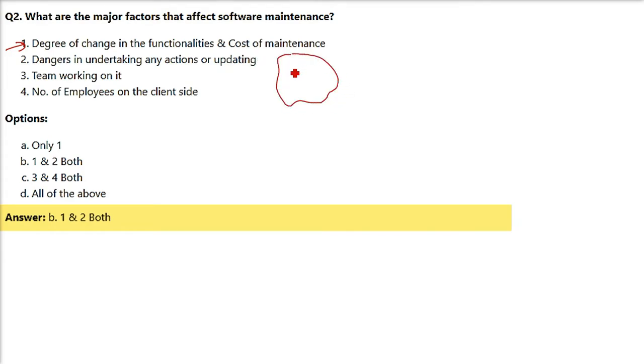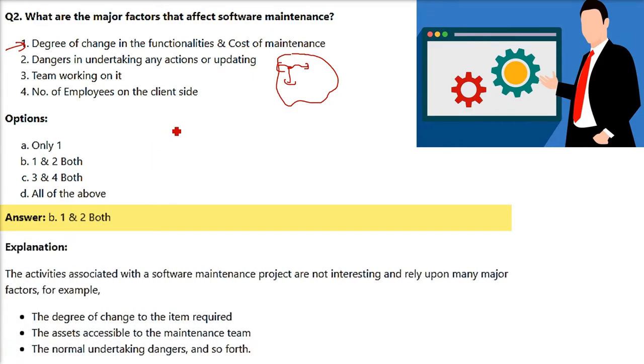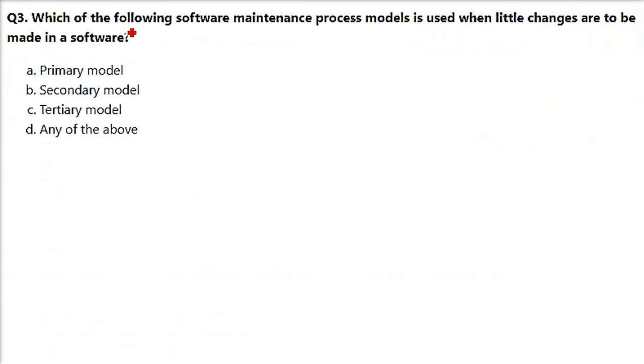So if you take this software, now you are changing somewhere. It may happen that the error may propagate. That is, if the coupling is very high, it may happen that more bugs can come. So the activities associated with a software maintenance project are majorly dependent on the degree of change to the item required, the assets accessible to the maintenance team, and also the normal undertakings, danger, and so forth. That is, the major factors are all these, cost and all these factors.